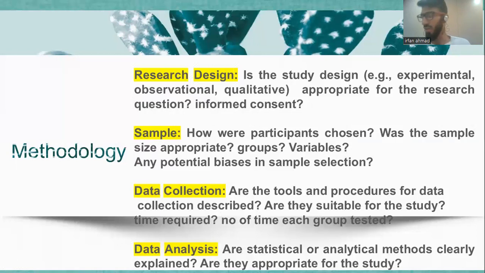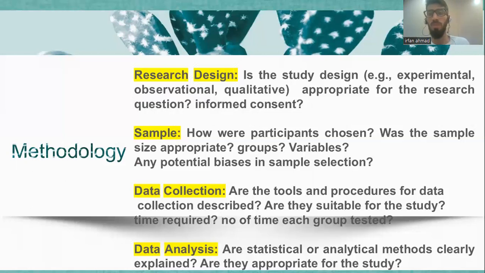The second thing is you have to think about the sample. How were the participants chosen? Was the sample size appropriate or not? And what about the groups? How many groups are there? There is the intervention group, the comparison group, and the placebo or some other groups. So you have to look for all these things.